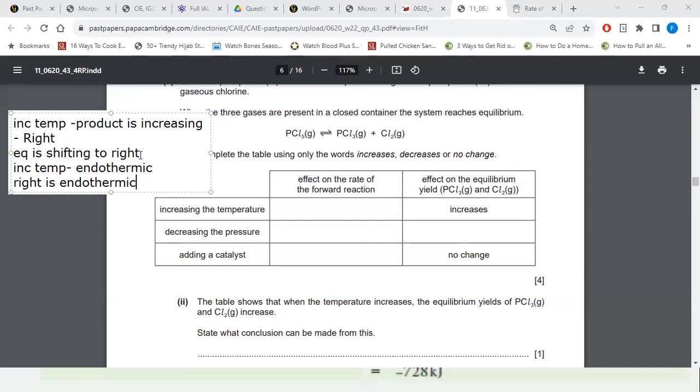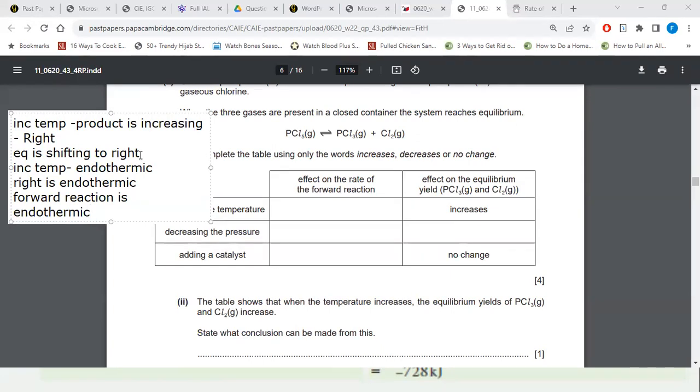So when I'm increasing the temperature, the reaction is going to the right. That means right is endothermic. So what does that mean? Right side is the forward reaction. So it means forward reaction is endothermic, and that's the answer.